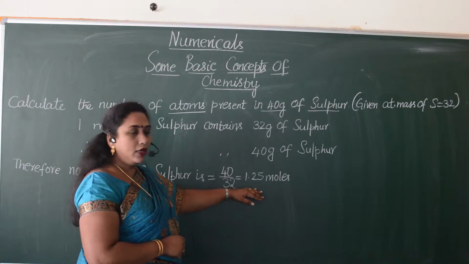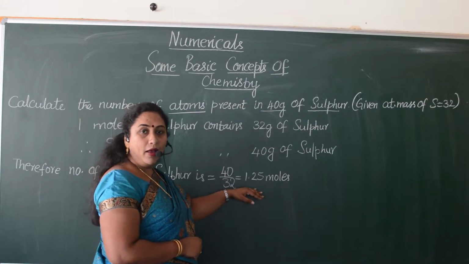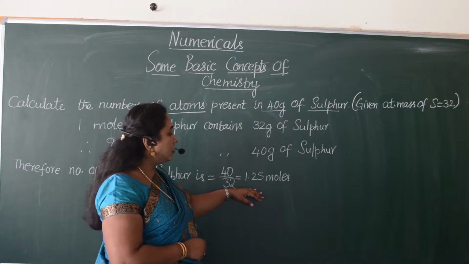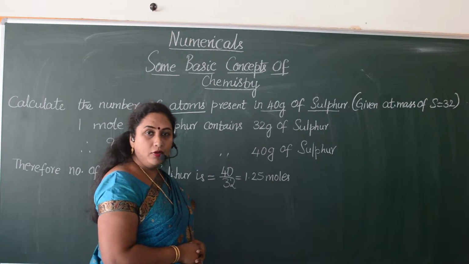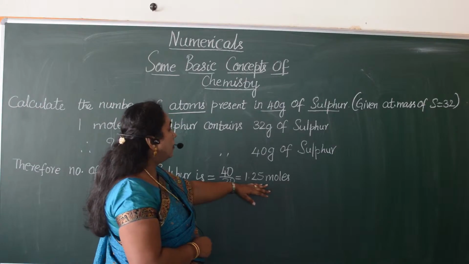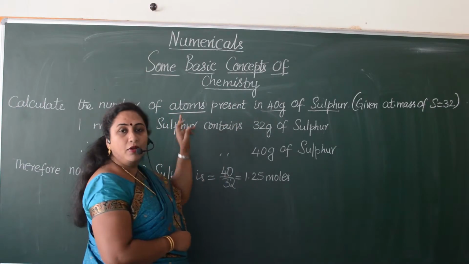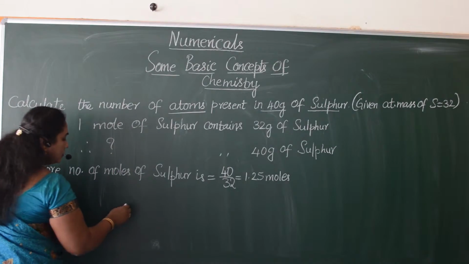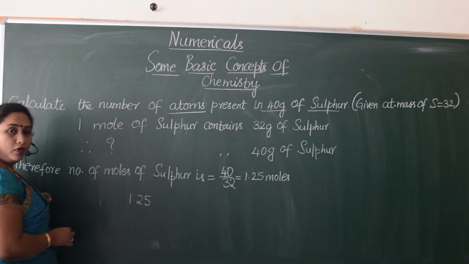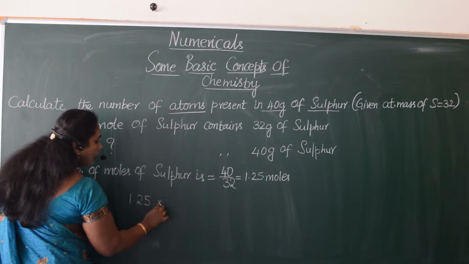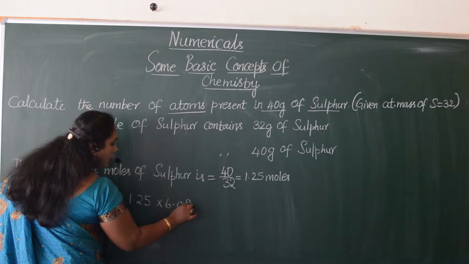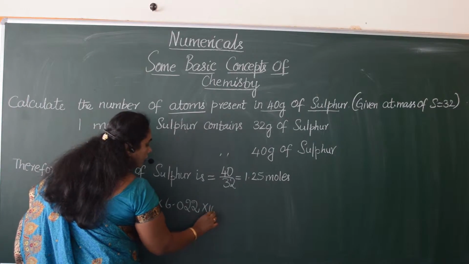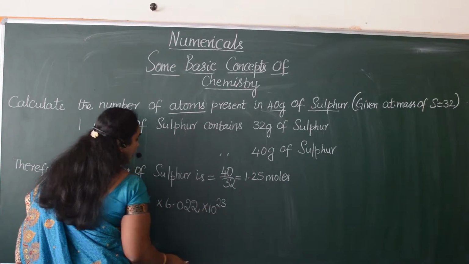So, if they had asked how many moles of sulfur are present in 40 grams, then we could have stopped at this level only. But they have not asked the number of moles, but instead the number of atoms. So what should we do to find the number of atoms? Multiply the number of moles that we got with the Avogadro number, 6.022 into 10 to the power 23.